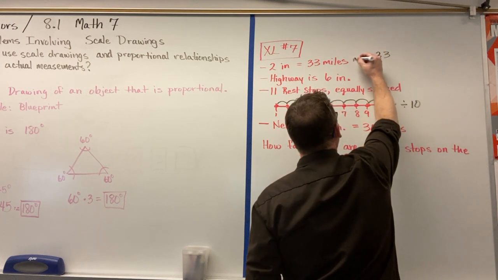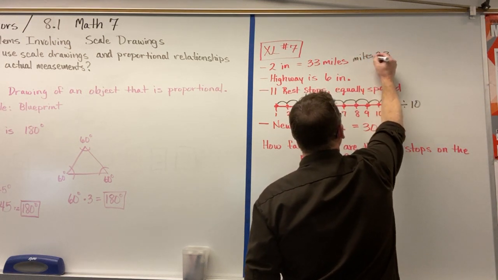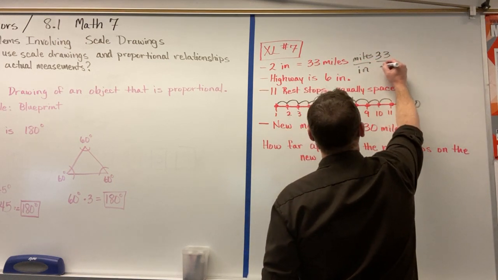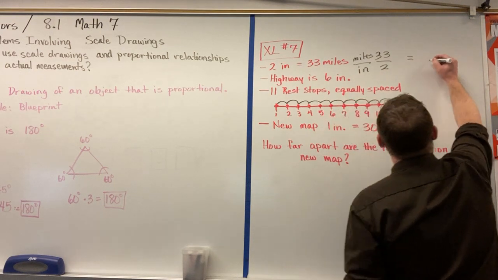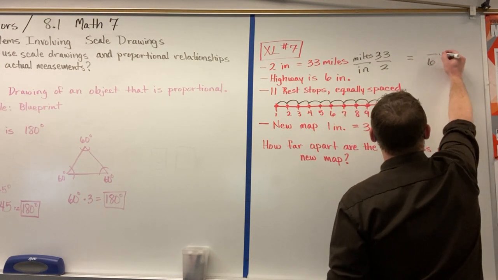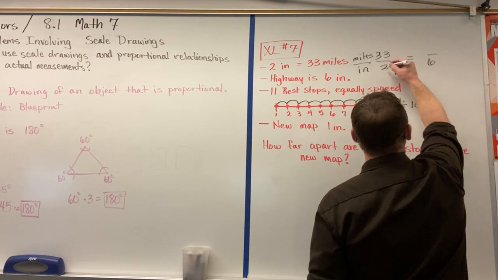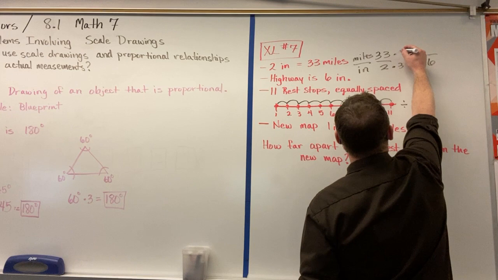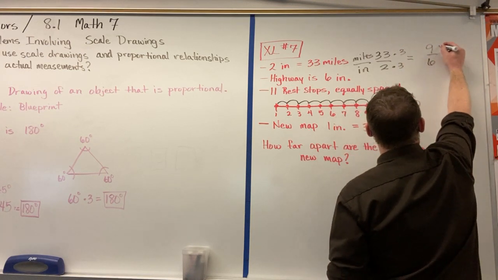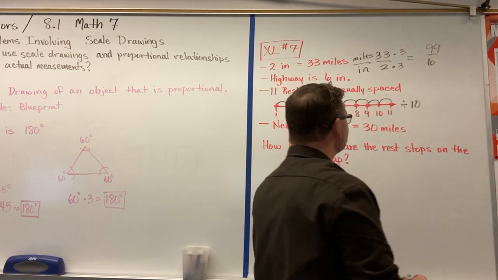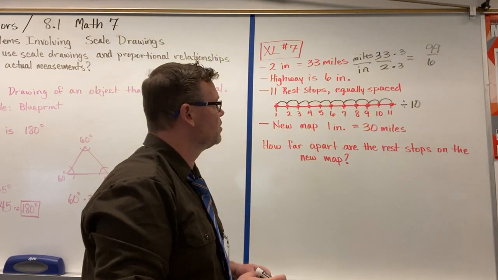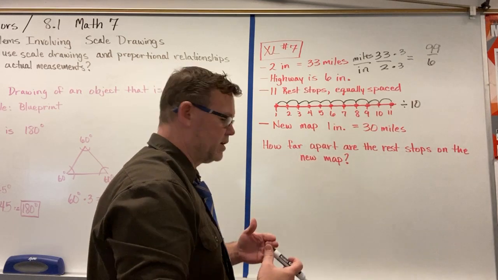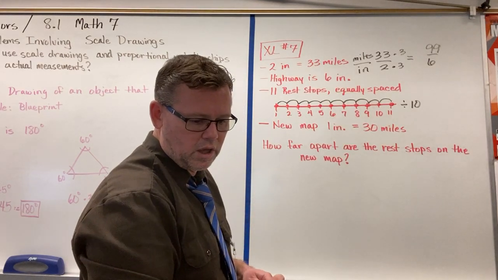So I'm doing miles over inches. I've got 33 miles for 2 inches, but I need to know how many miles that would be in 6 inches. This is proportional, okay? This is you doing the law of ratios. I'd multiply this by 3, I'd multiply this by 3, we get 99 over 6. Or sorry, 99 miles for those 6 inches.